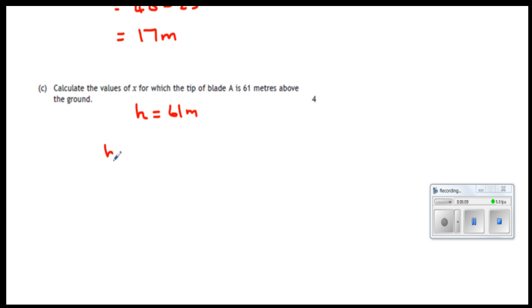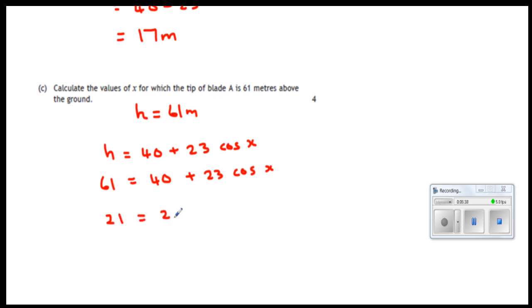H was equal to 40 plus 23 cos x. Now put in what we know. So H was 61, so H is 61, and that's equal to 40 plus this 23 cos x. Now you want to work out what cos x is, and then we can deal with it from there. So the first thing you want to do is get rid of that 40, so take 40 away from both sides. So when I take 40 away from both sides, I get 21 is equal to 23 cos x.